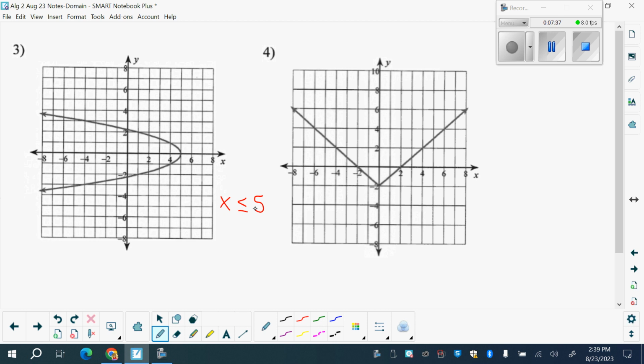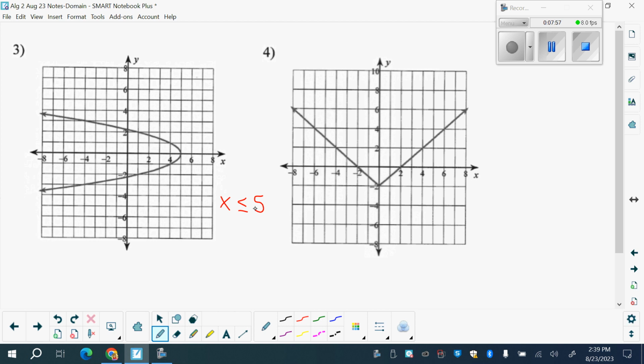What's happening over on the left? X is going towards what? What did you just say? A negative something. Negative what? So the arrow means it keeps going more and more.